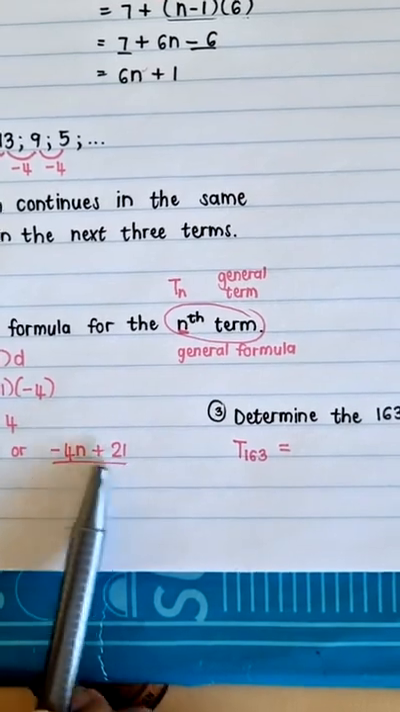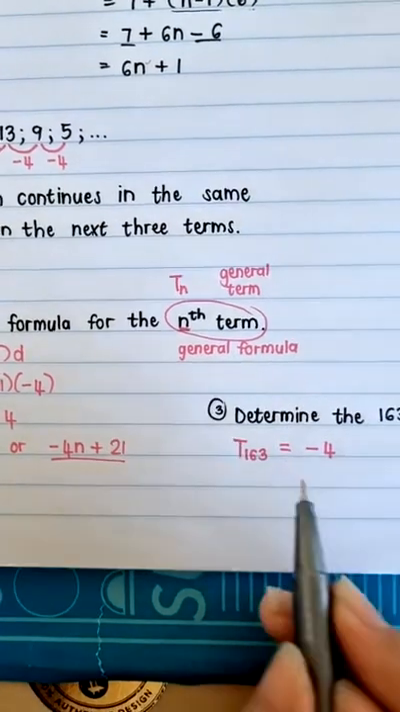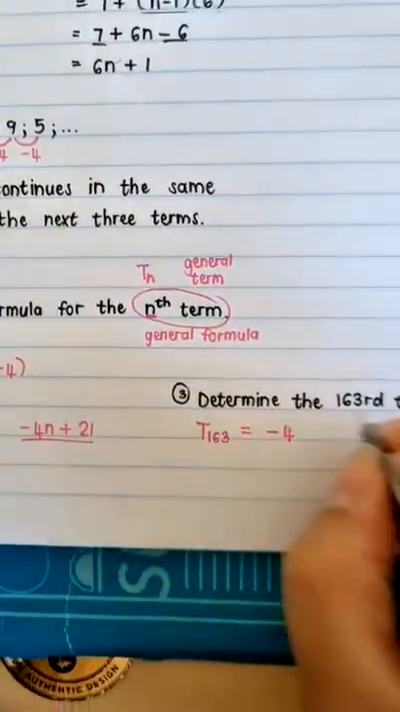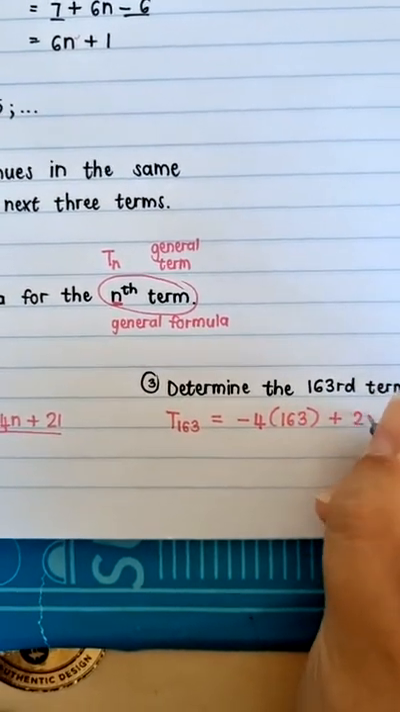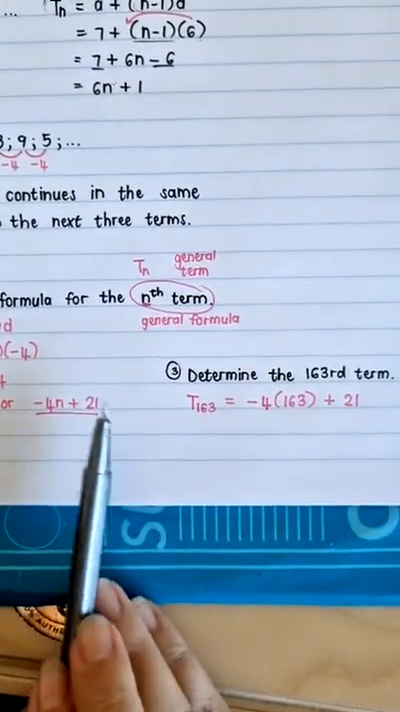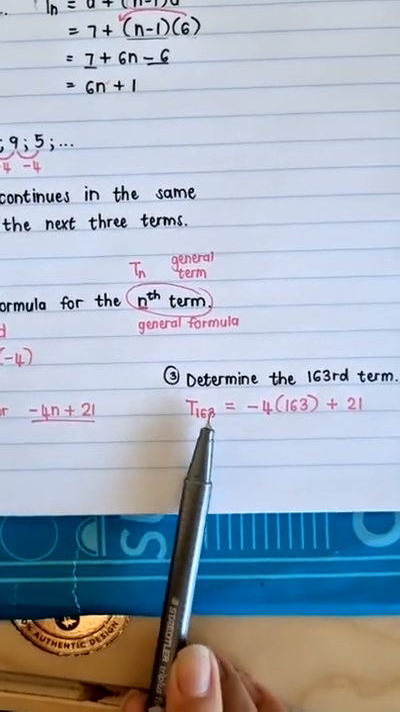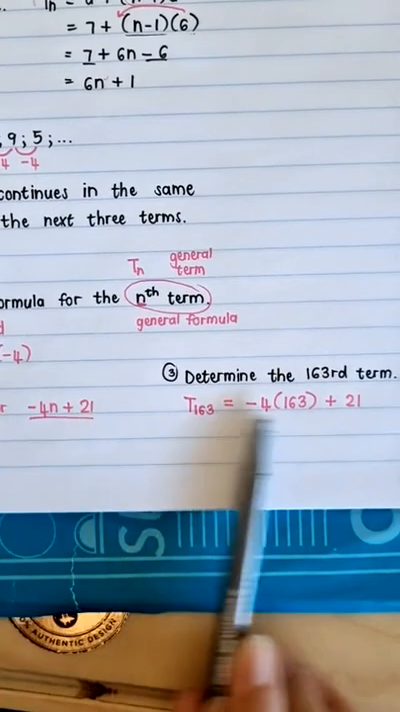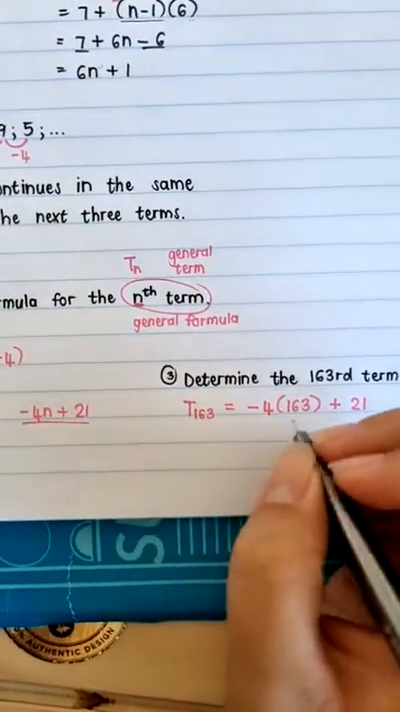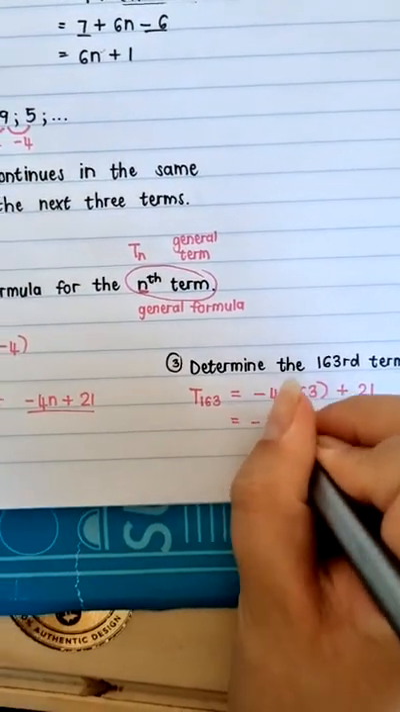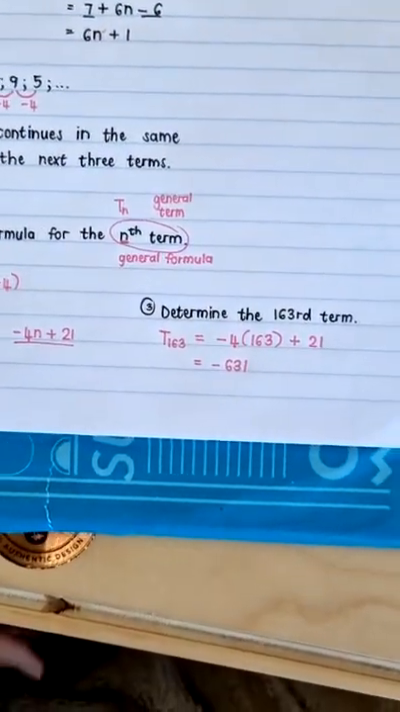So we're going to use this general formula now. We're going to say negative 4 times, and instead of n, now our n value, our term number, is 163, plus 21. Alright, so we're using this general formula. The only thing that we're changing is we are now putting the term number that they gave us, 163, in the place of n, and then we're going to work it out. Alright, and in this case, that was, yes, someone said, yes, good guys, negative 631. That is the 163rd term of this number pattern.